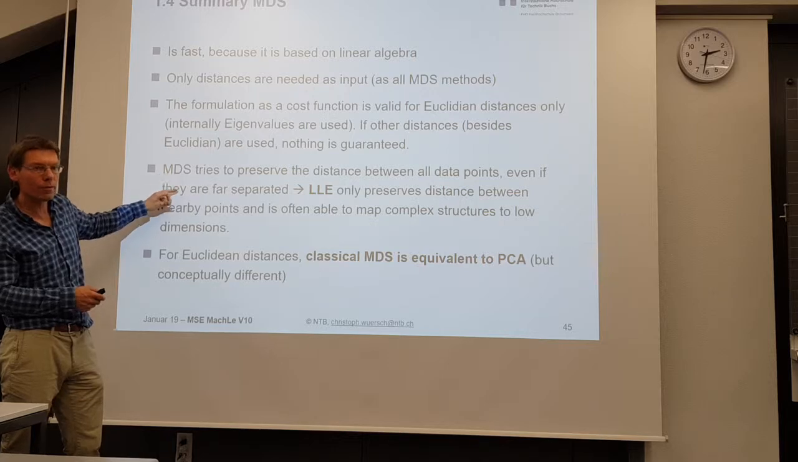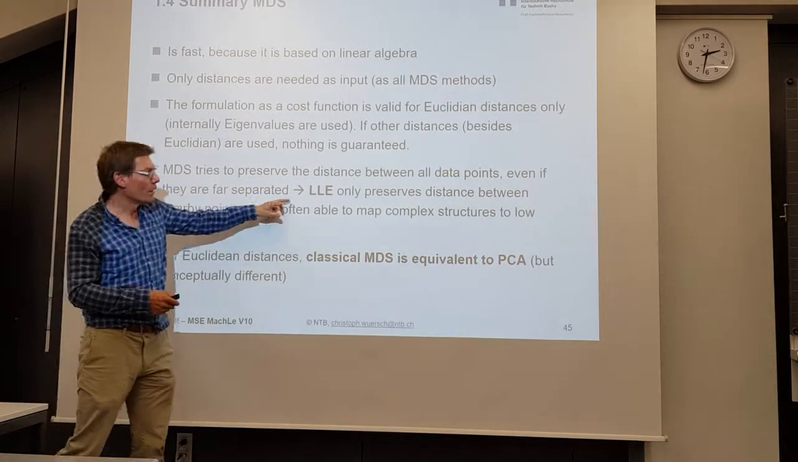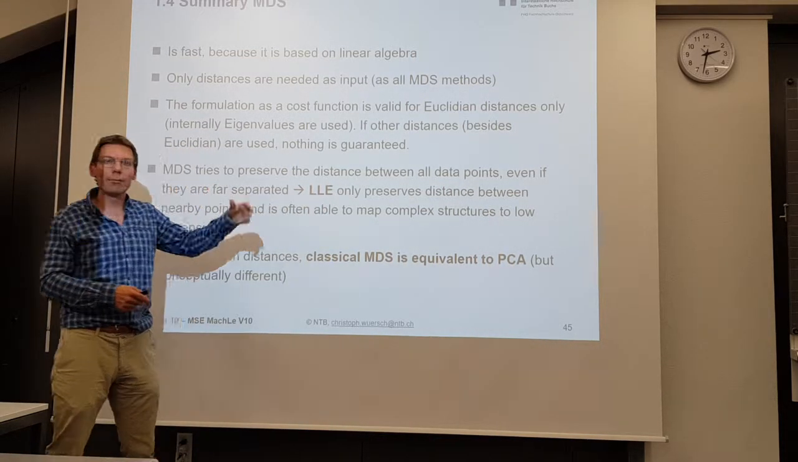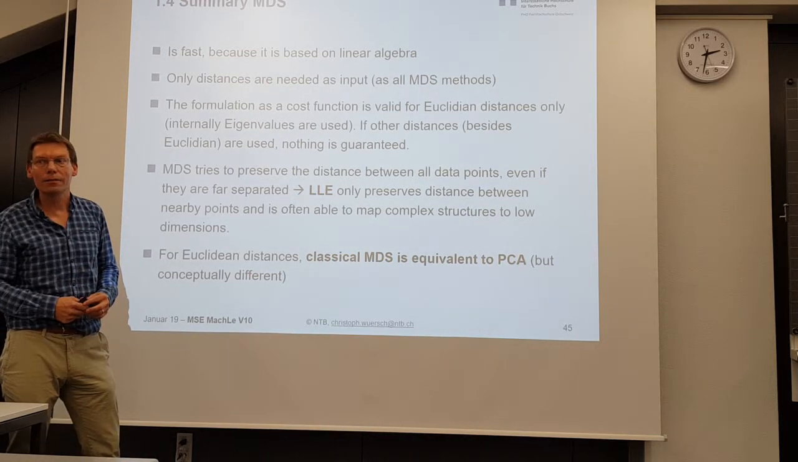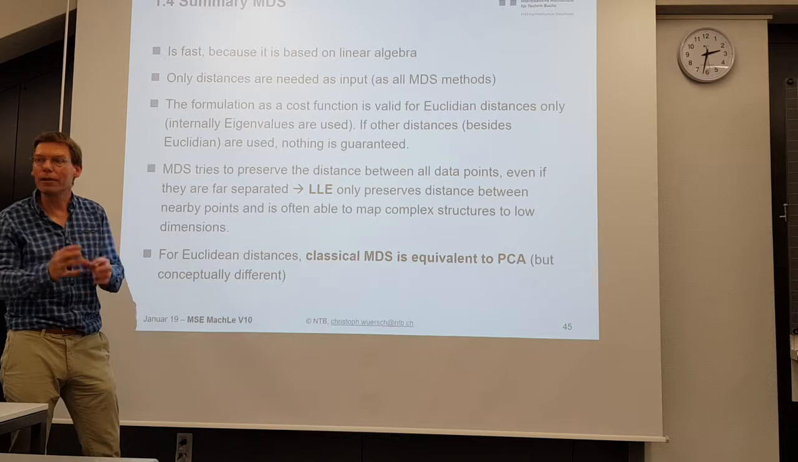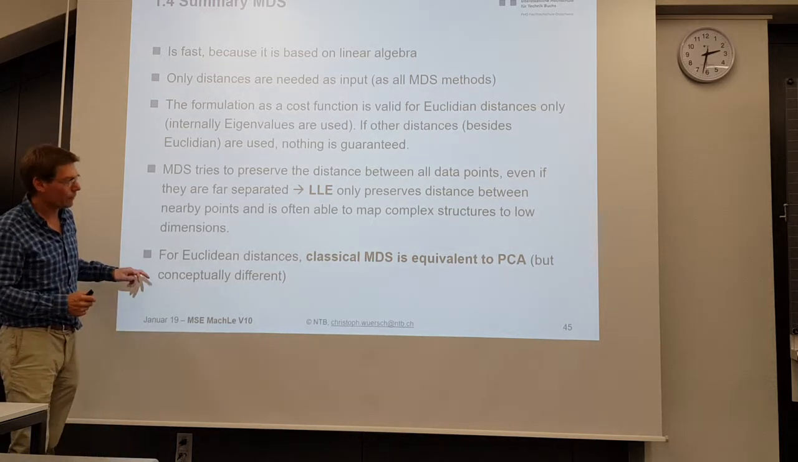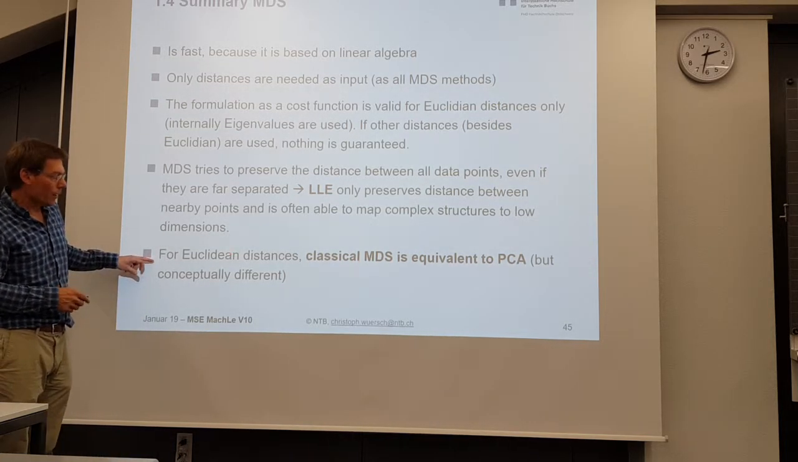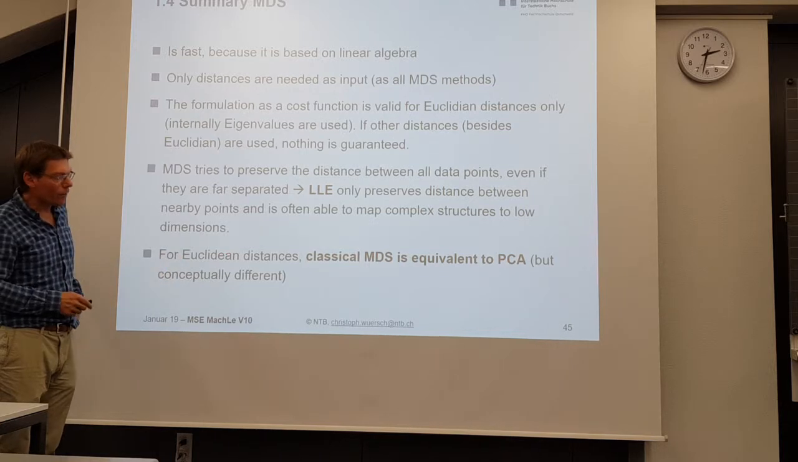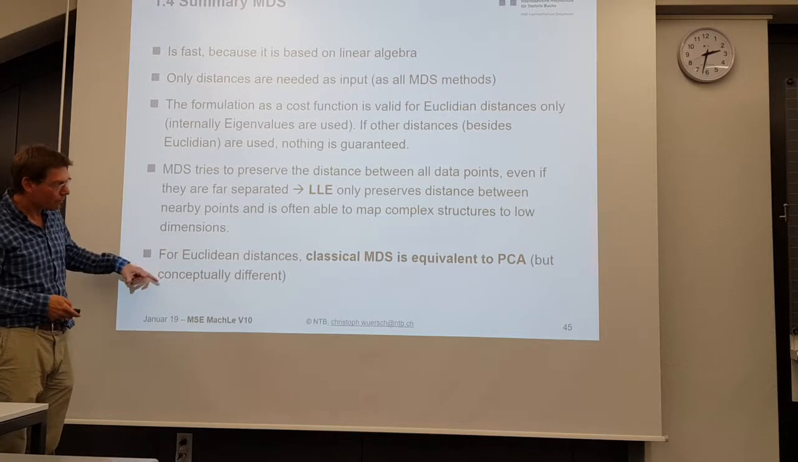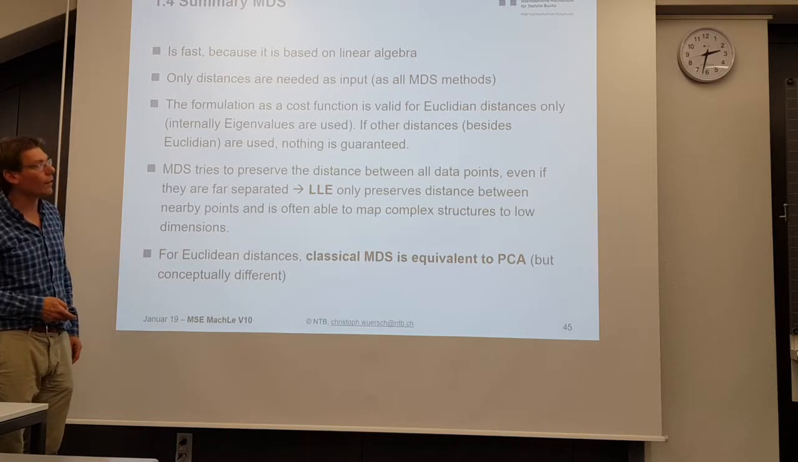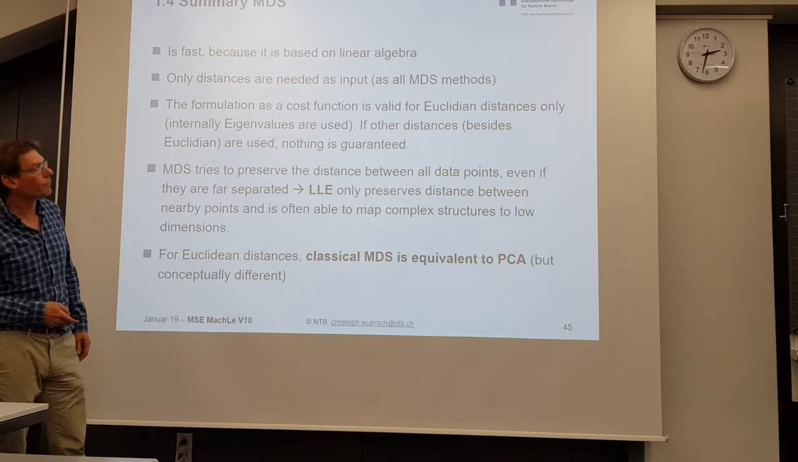And now comes the difference to local linear embedding. This only wants to keep distances similar in a local environment around the data point. And if we take here Euclidean distances, classical MDS is actually equivalent to PCA. There's no difference, but we can change the metrics if we want.